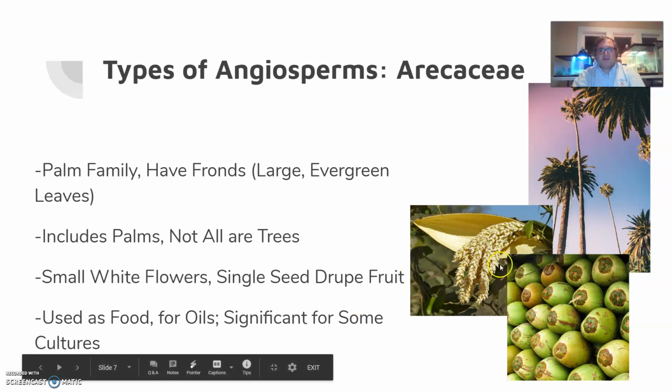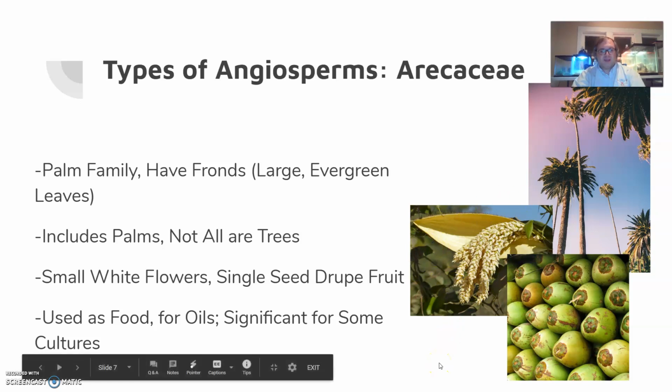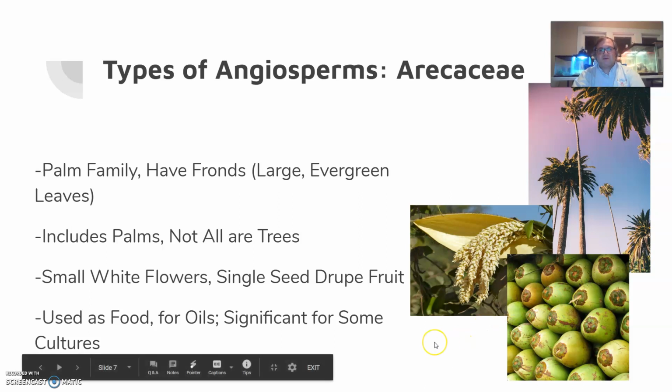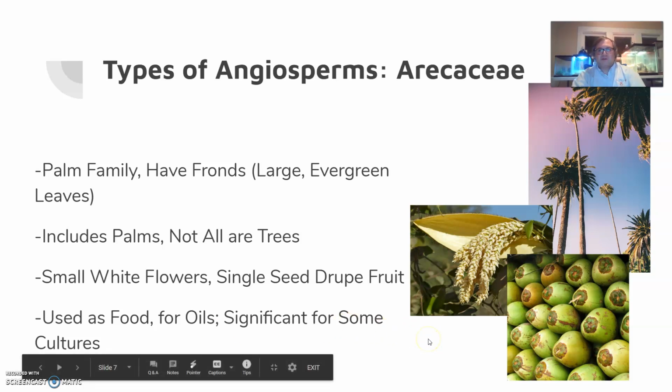They produce small white flowers in a tight cluster like this, and they create single seed drupe fruits. So again, when we think of coconuts, that's a pretty typical example of what we're looking at. They're often used as food and for oils, especially palm oil is an ingredient in a lot of different foods that we eat, and they are also significant for some cultures.